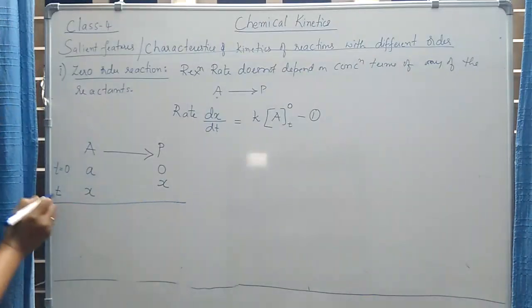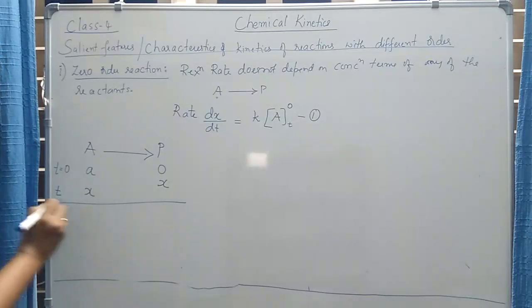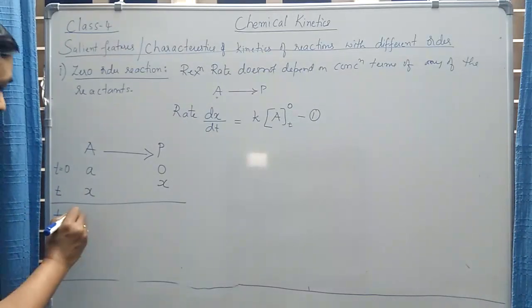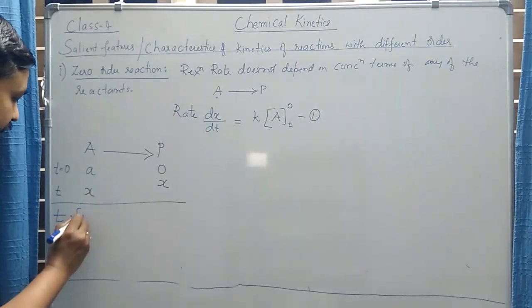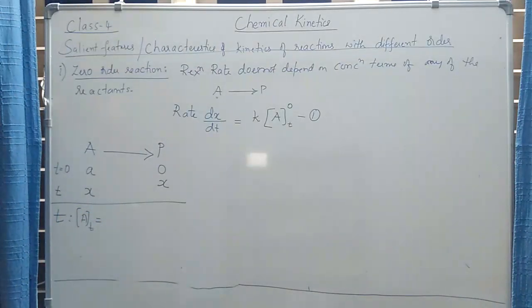So let us calculate the overall or the net concentration at time t. What is the net concentration of reactant A remaining unreacted? What is the concentration of the reactant at time t? Remember, you have taken A moles per dm cube, out of which x moles per dm cube of A has reacted. So how much concentration of A is remaining unreacted? The answer is A minus x.